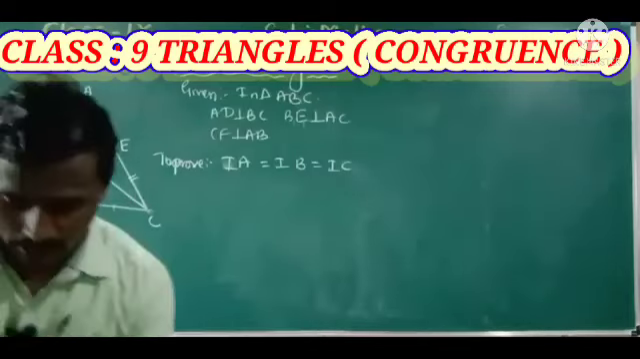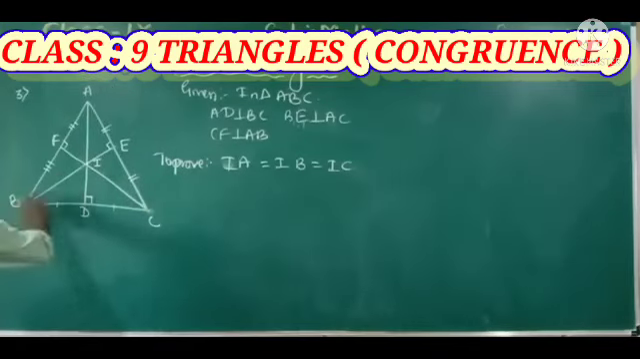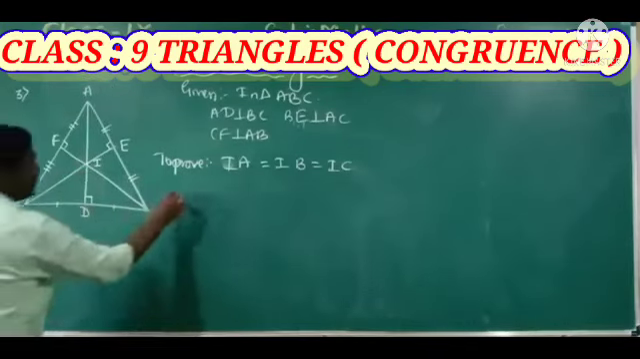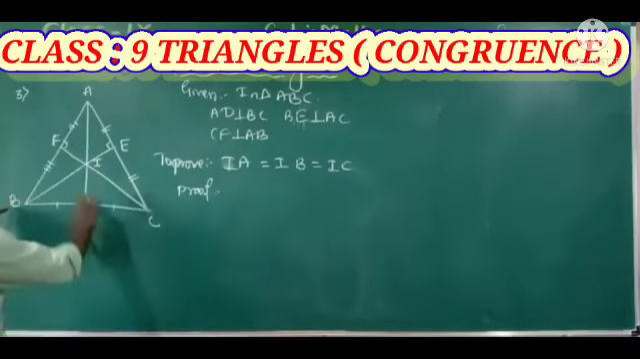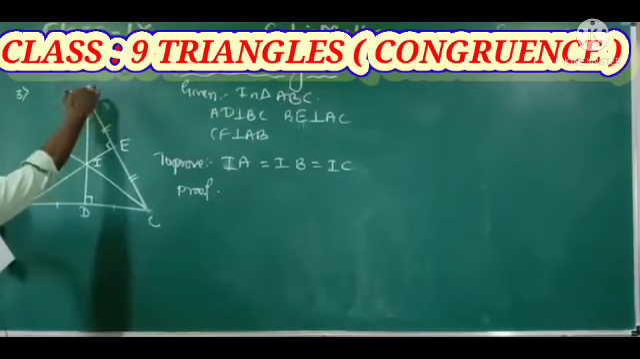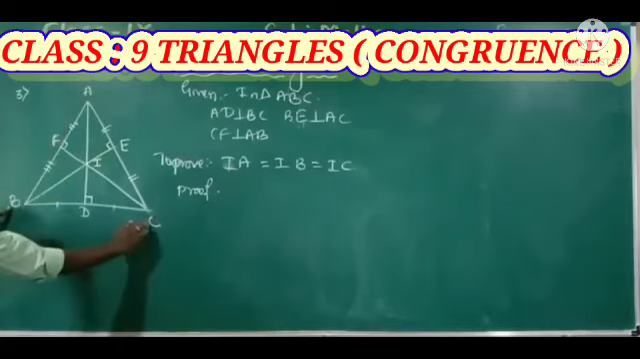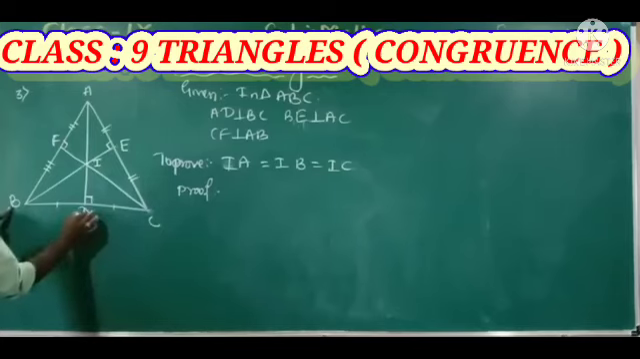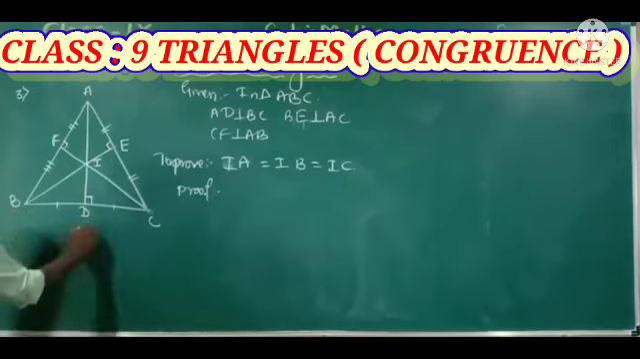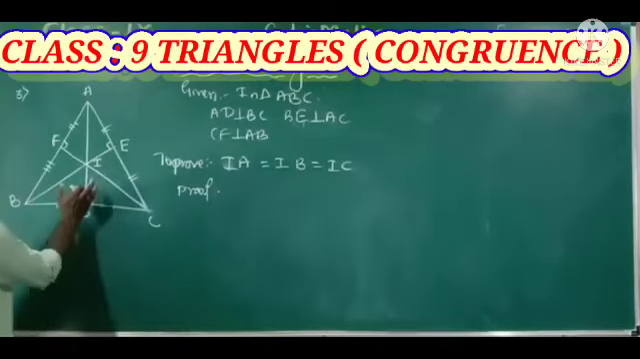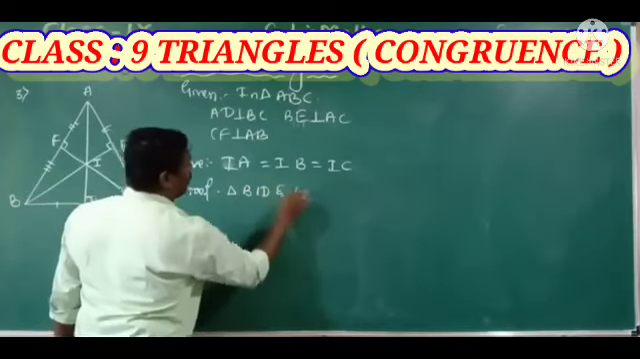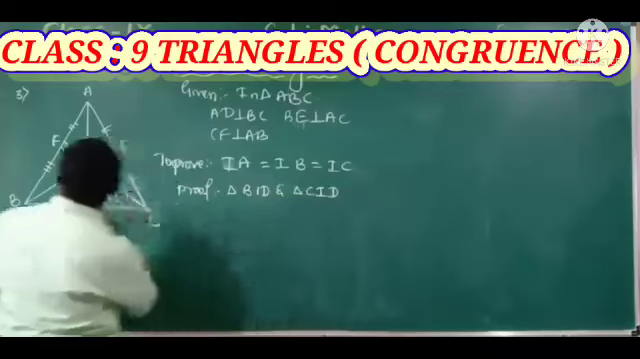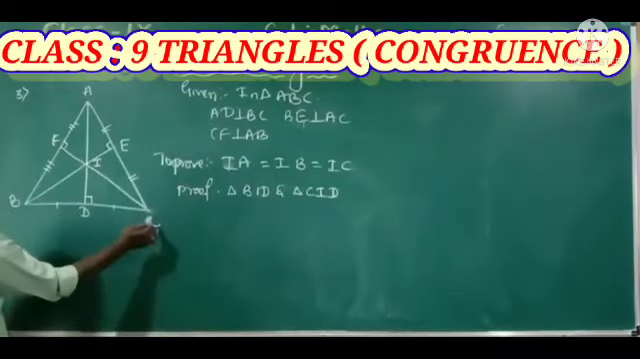So consider the two triangles BID and CID. Proof. When I draw the line from point A to the base BC, D will divide the line segment BC into two equal parts, and the two equal parts are BD and CD, right? So first consider these two triangles. In triangle BID and triangle CID.